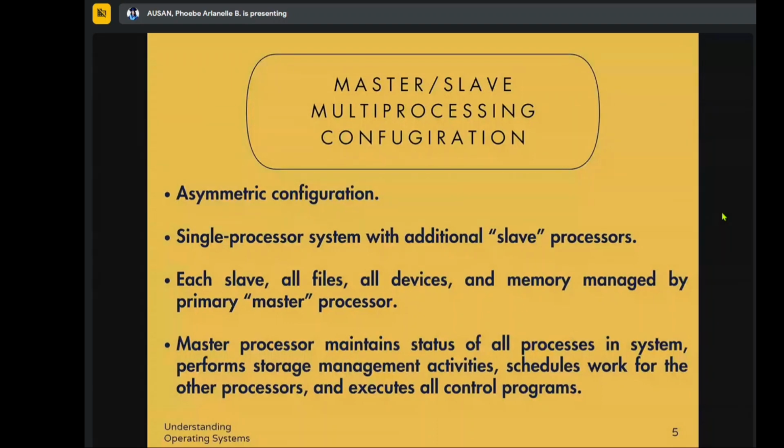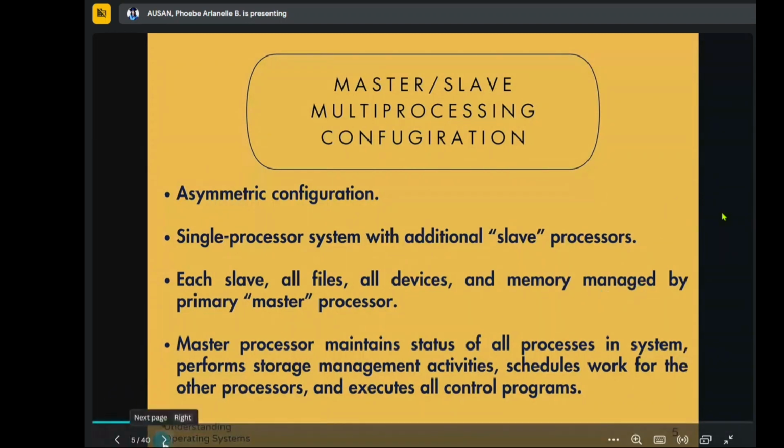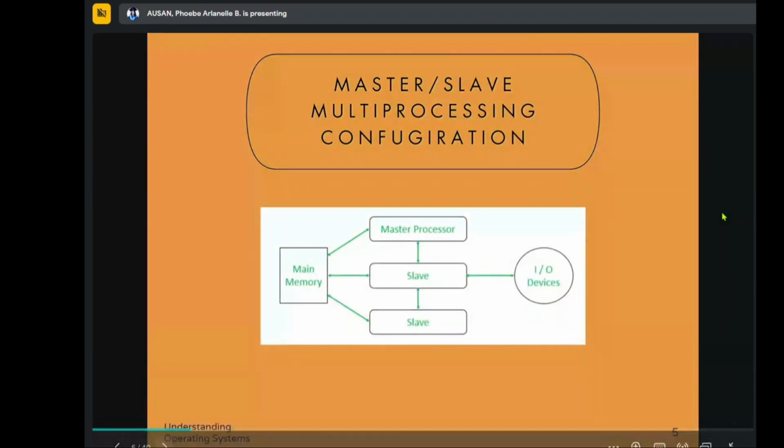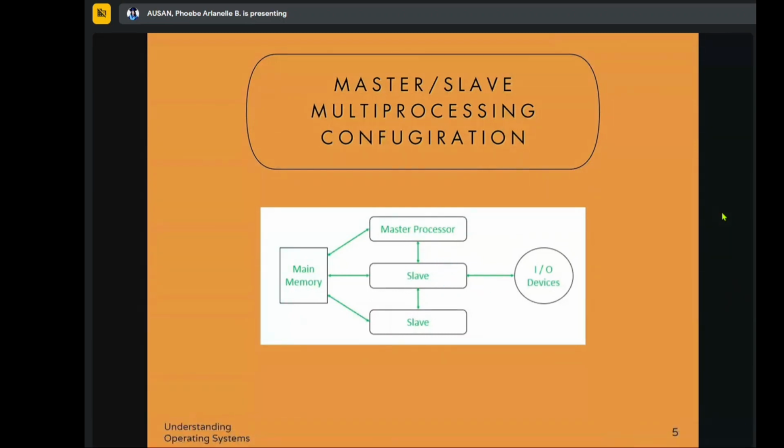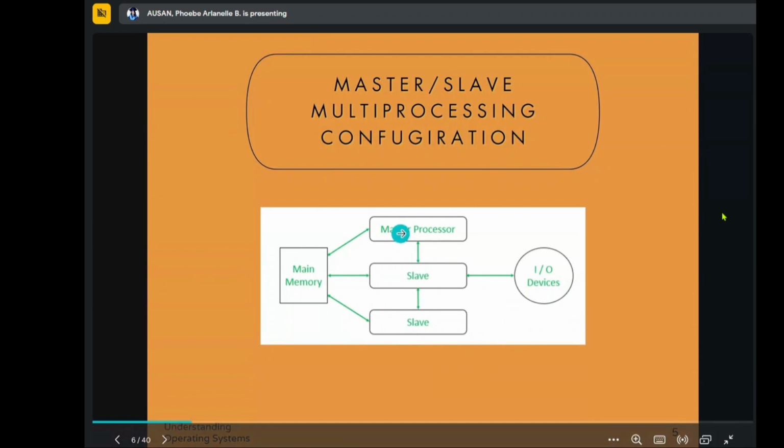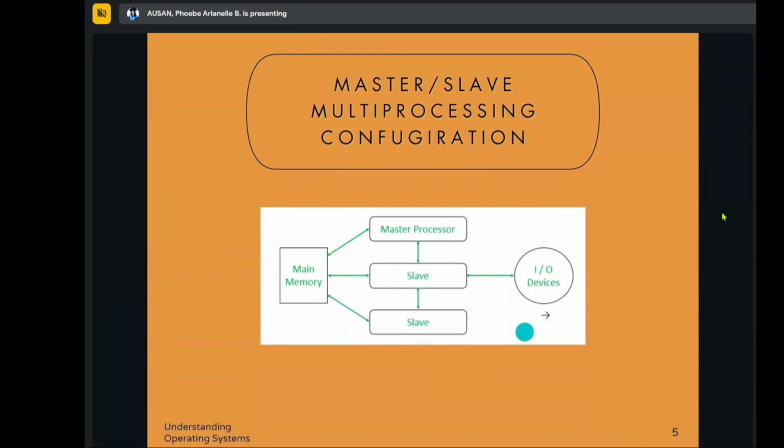So the work of the master processor is to manage the entire system consisting of files, devices, main memory, and the slave processor. So let me show you sa kanina architecture or kanina graph. So this is how it is distributed the task. So as you can see in this graph, ang master kay naghandle sa main memory, siya pinaghandle sa input devices. Ang slave kay ilan iya nang trabaho, ang instructions na gihatag sa master.